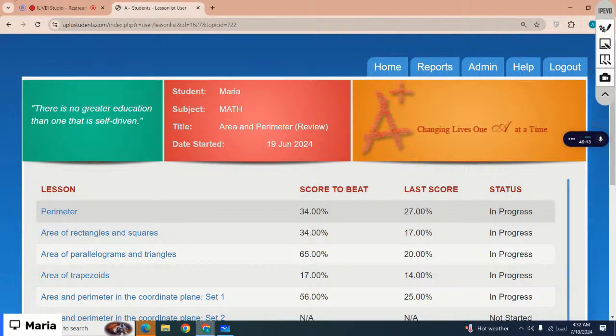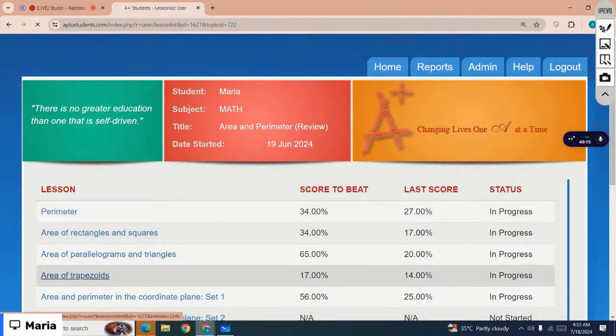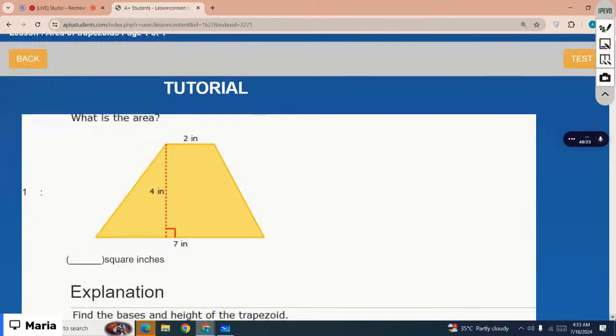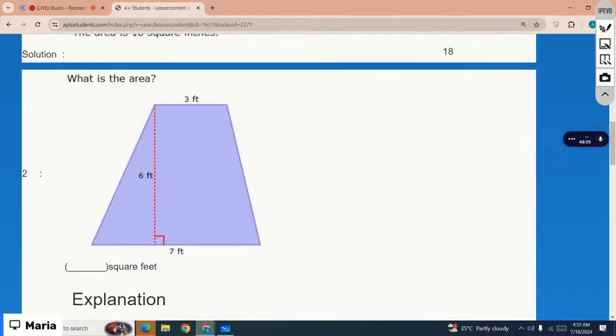Okay, the next lesson is area of trapezoid. So let's just see how we calculate the area of trapezoids, right? Okay, you are given a trapezoid. You have to calculate the area. What is the area of the trapezoid? Let's just see how we calculate.